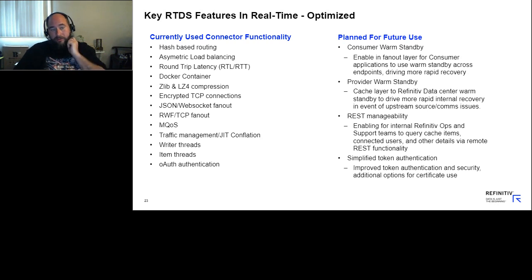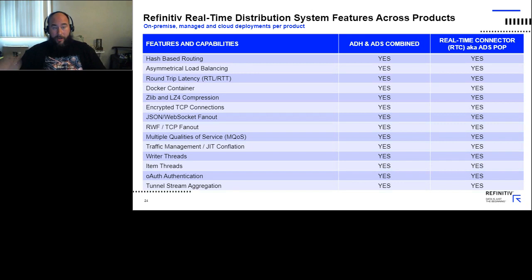And that's what this next slide is. This is showing the general connector functionality. This goes beyond the features that we're using in Real-Time Optimized. And this is showing a comparison of the functionality that you'd have if you were running an ADH, ADS setup with multicast backbone, and the features that you can tap into leveraging that full RTDS setup, and then the functionality you'd get if you were running a connector, where it's taking the top half of an ADH and the bottom half of an ADS and combining it together with no multicast.